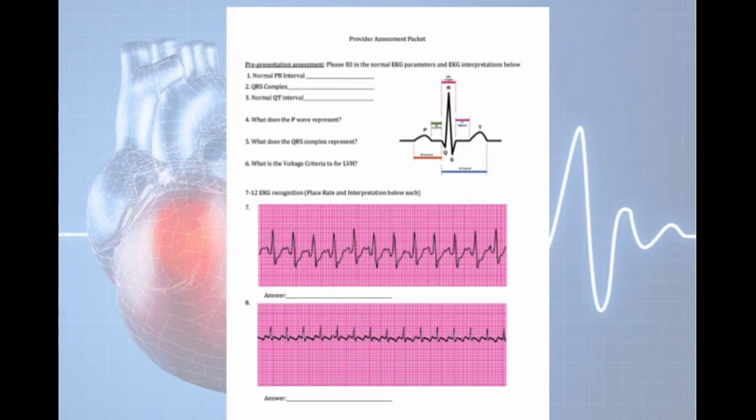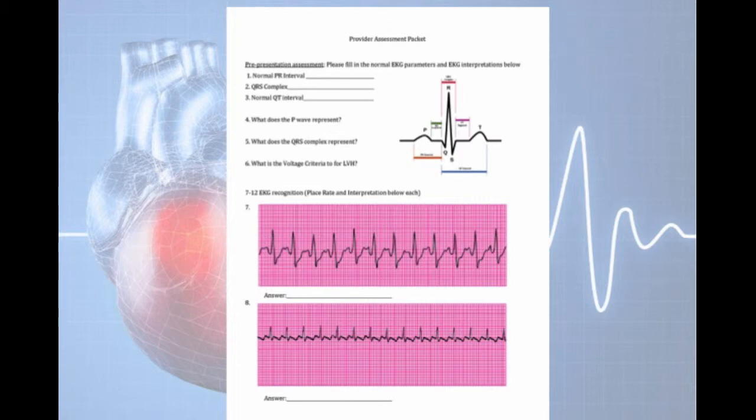Question number 4, what does the P wave represent? The P wave represents atrial depolarization. Number 5, what does the QRS complex represent? That represents ventricular depolarization. Question number 6, what is the voltage criteria for LVH, left ventricular hypertrophy?